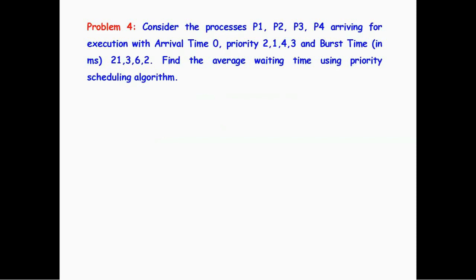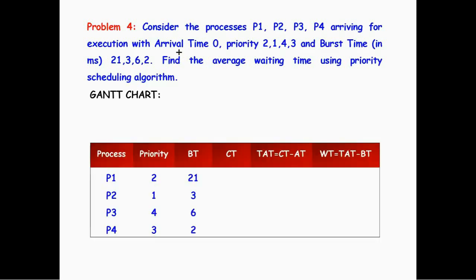Consider the processes P1, P2, P3, P4 arriving for execution with arrival time 0 and priority 2, 1, 4, 3. 2 for process P1, 1 for P2, 4 for P3 and 3 for P4. And burst time 21, 3, 6 and 2. We need to find the average waiting time using priority scheduling algorithm. Here, generally lower the priority number, higher the priority of the process.